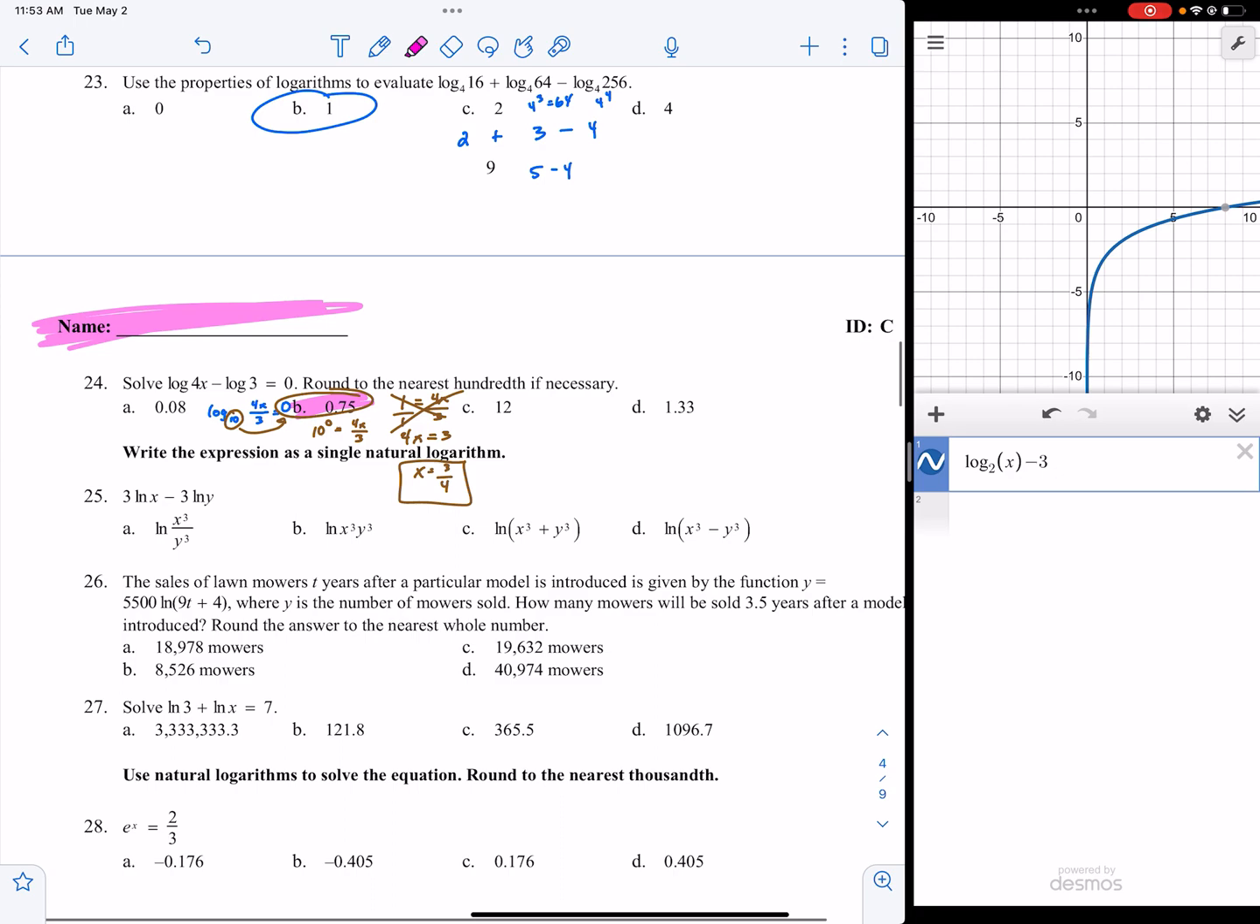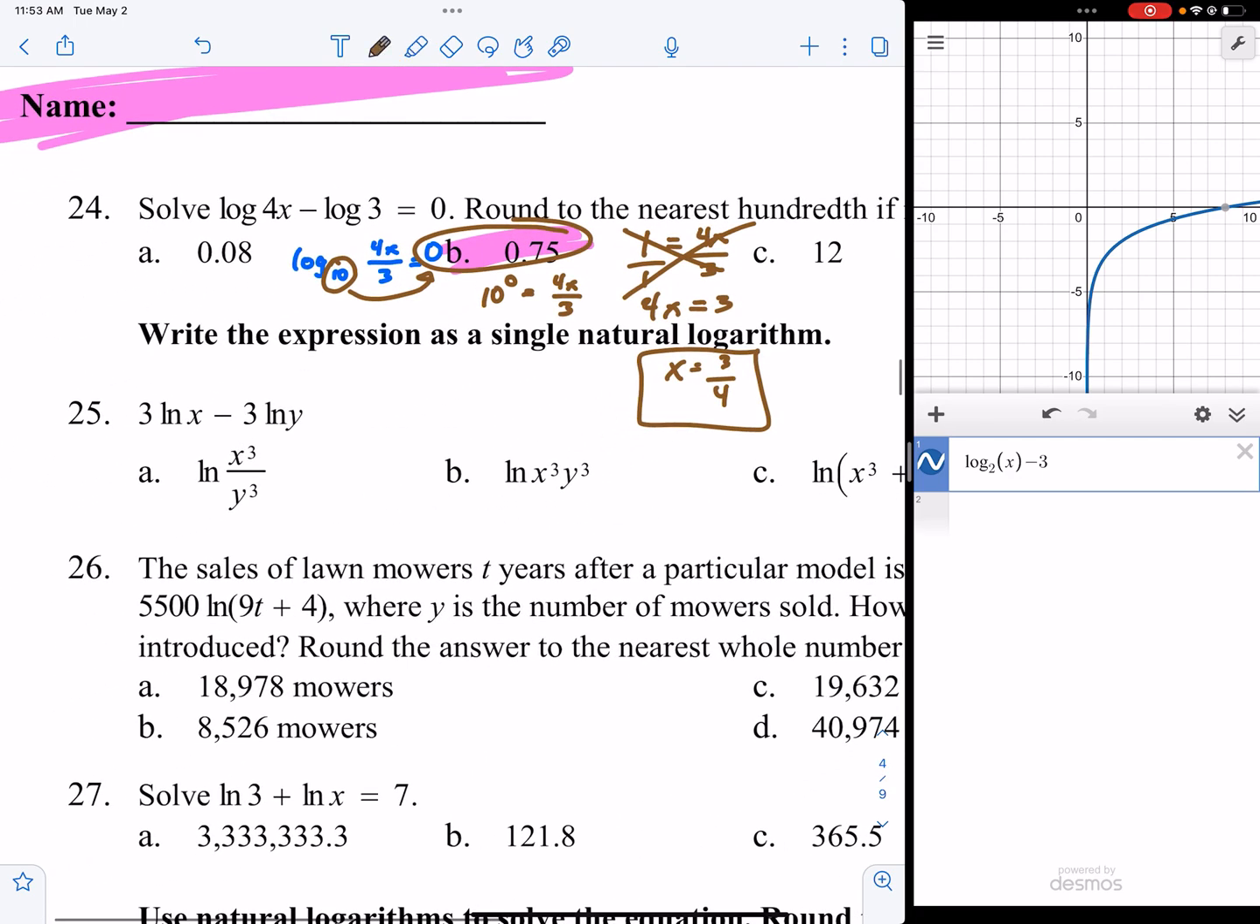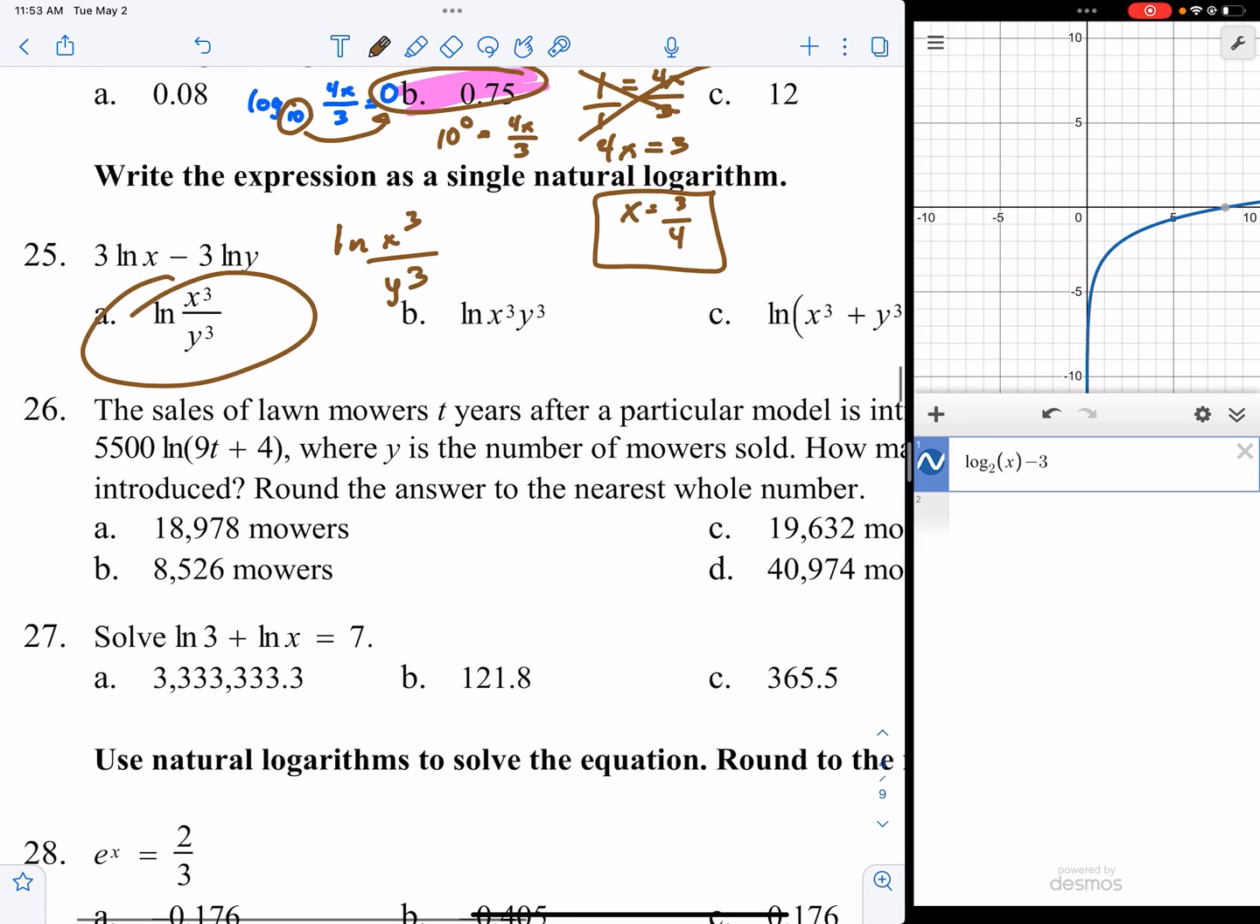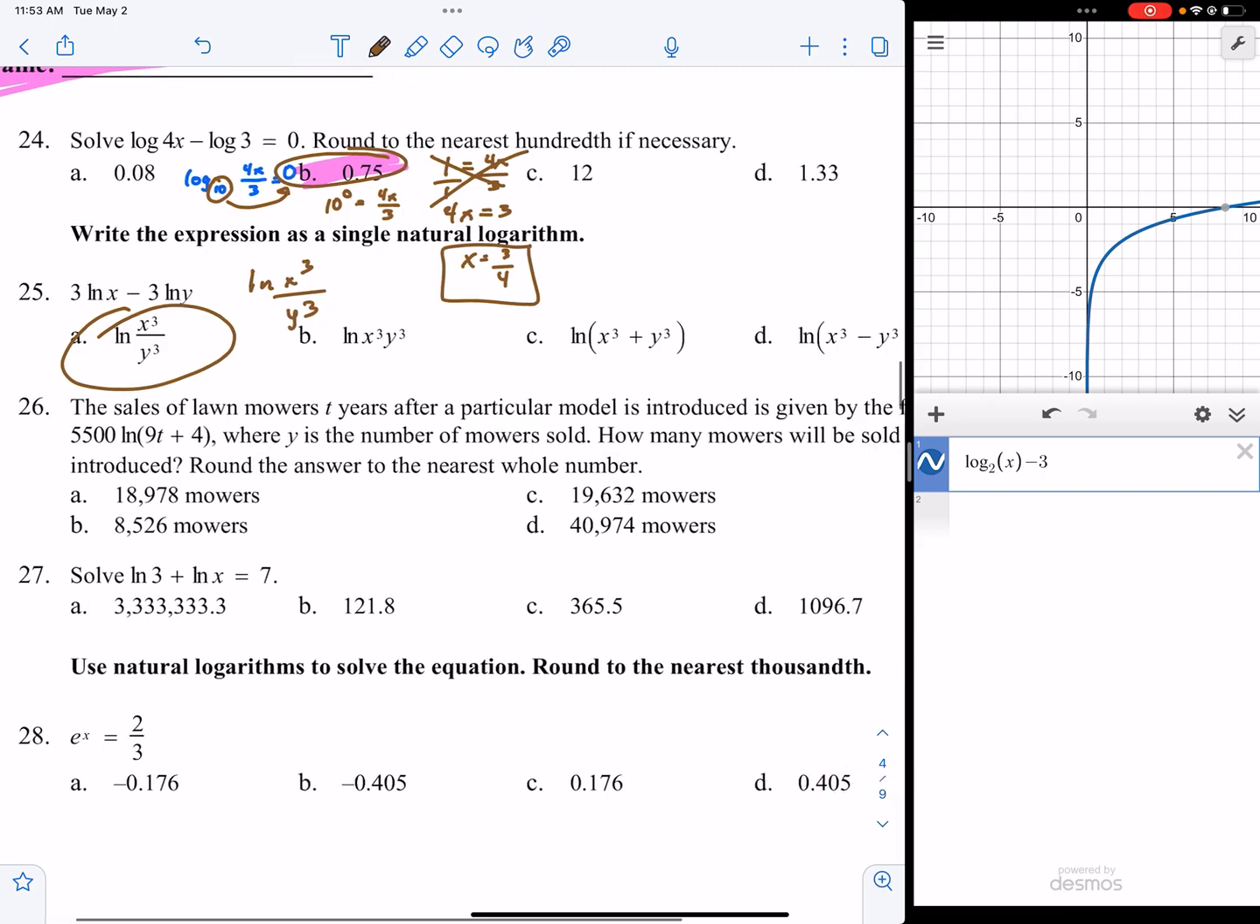I'm going to put a line there. I'll tell you why. Okay. As a single log. So ln of x to the third over y to the third. There you go. Okay.